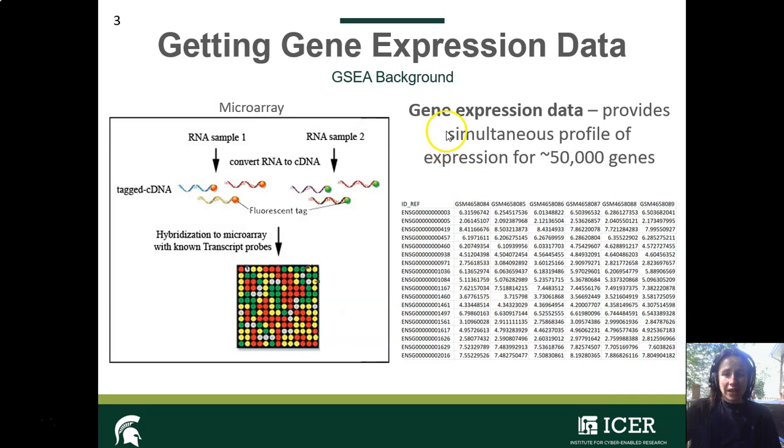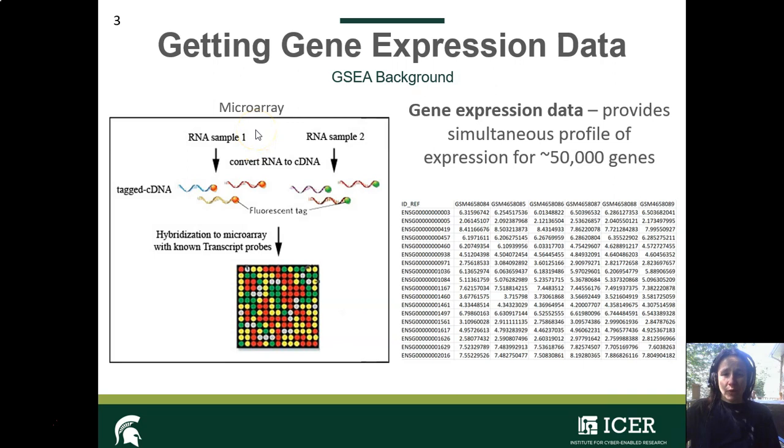So when we look at gene expression data through GSEA, we're really looking at the simultaneous profile of the expression of 50,000 or so genes, depending on what my model is. So you'll see, for example, gene expression data in the lower right corner, but how do we get that data? Well, we actually get those numbers from taking messenger RNA samples from different conditions.